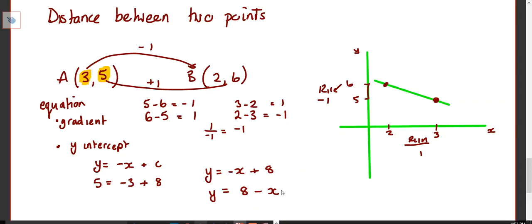How far apart are those 2 points? Which ones? Two completely different points than I've given you already. Those ones. How far apart? What's the distance between those 2 points? 7. How'd you say so? Because 8 minus 1 is 7.